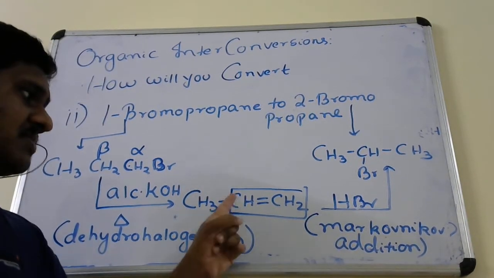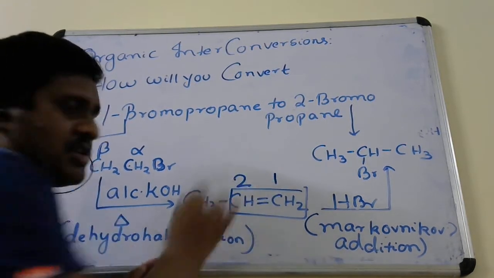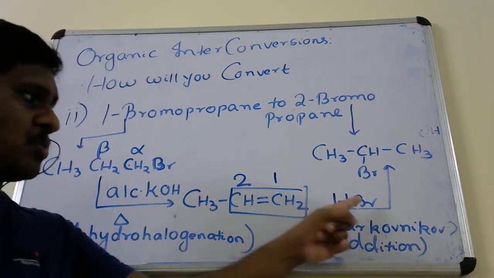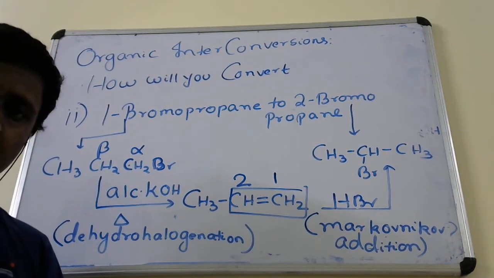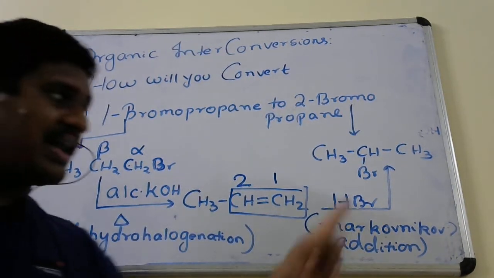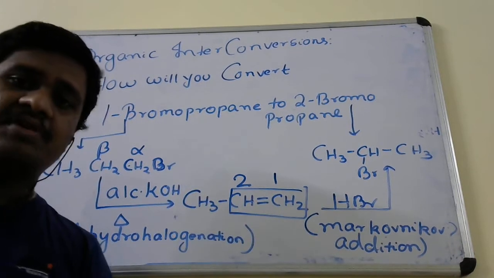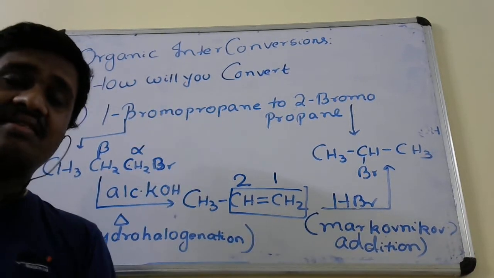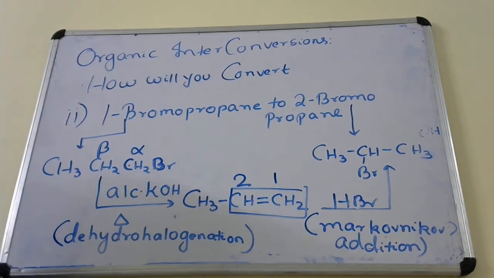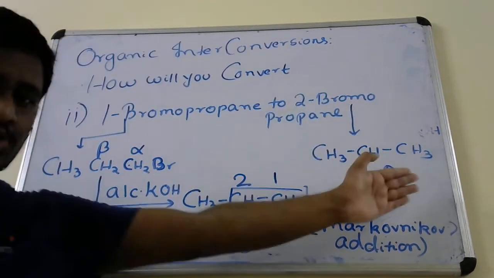Okay, so out of carbon number 1 and carbon number 2, carbon number 2 has lesser number of hydrogen, so bromine will be introduced there. Okay, and the double bond will be converted into single bond. That is your Markovnikov addition. So in the two-step method, you got 1-bromopropane to 2-bromopropane.